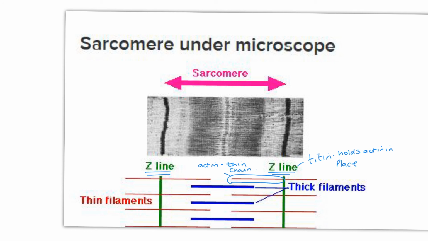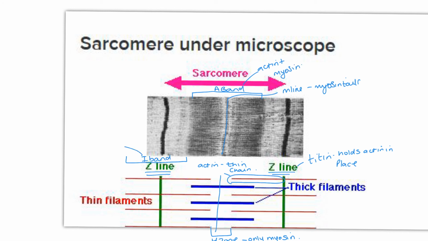Then in the very center, we've got the M line. We know this is where all the tails of the myosin join. Then we have got the H zone. We know that the H zone contains only myosin, and then the A band that contains both actin and myosin, and then the I band that contains only actin and crosses the Z line.